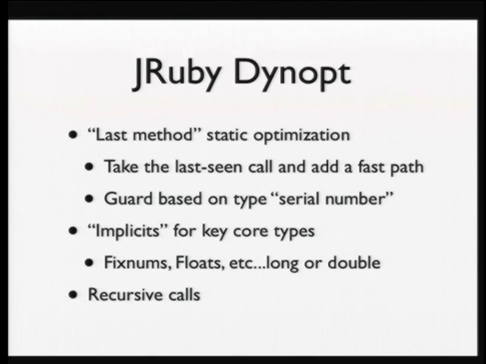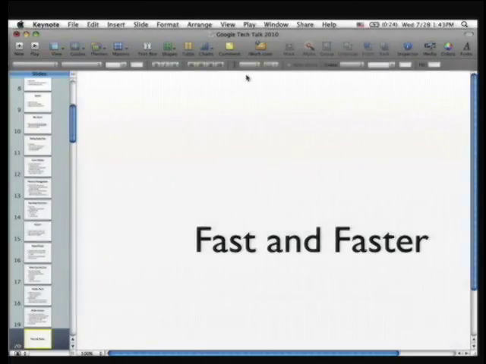So the dynopt work is what I'm calling this right now for JRuby. What works at the moment is being able to take the last method and do a static dispatch to it. It adds a little guard based on the serial number of the type it saw. So it's kind of a type check and a modification check all in one. There's some implicits for a few of the core types, so it can call directly into fixnums and floats and whatnot. And there's an optimization for recursive calls. So let's take a look and see what this looks like.